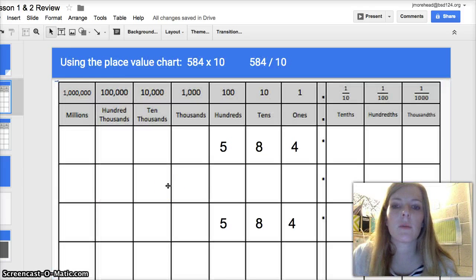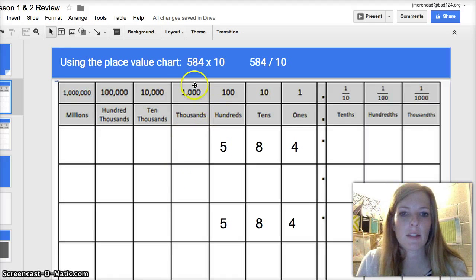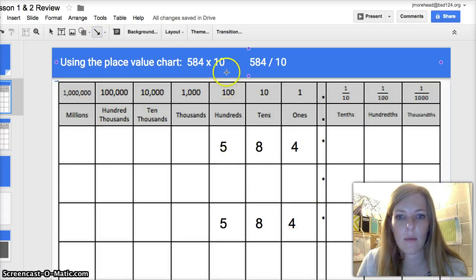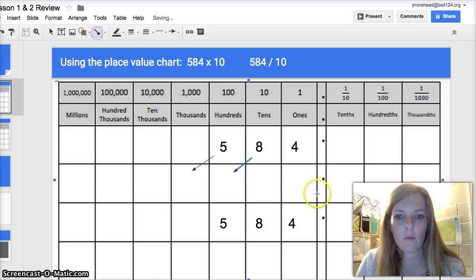Okay, so typically what we have been doing is using the place value chart to show, for instance, 584 times 10 and 584 divided by 10. So I've placed 584 in my place value chart, and I'm going to show I have 1 0. Each one of these is worth 10, so each movement up is 10. So I'm going to move each of these numbers up one space or one hop.